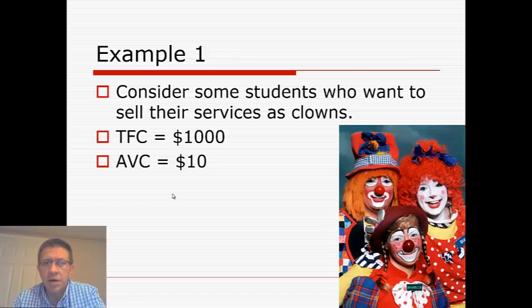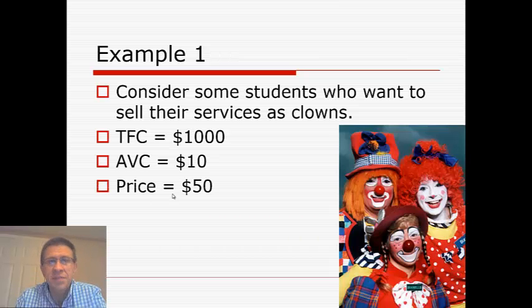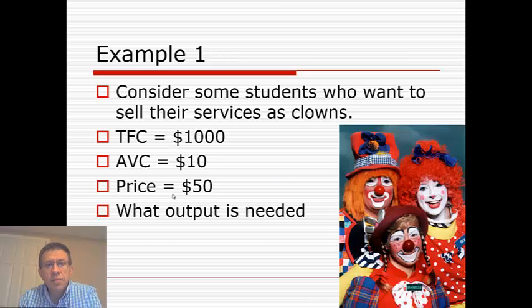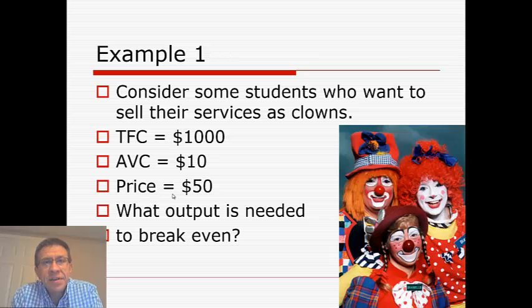There would be a bit of variable cost. If you look at the clowns in the picture, they need their makeup on. Maybe there's a bit of wear and tear, so you have to dry clean the outfits every now and then. I will say it's $10 each time they sell their services, and they can charge $50 a pop. What output is needed to break even? I'm going to end this short video there. This will be the first thing we're doing in class. I'd like you to go ahead and take a shot at solving this, though, before we get to class.